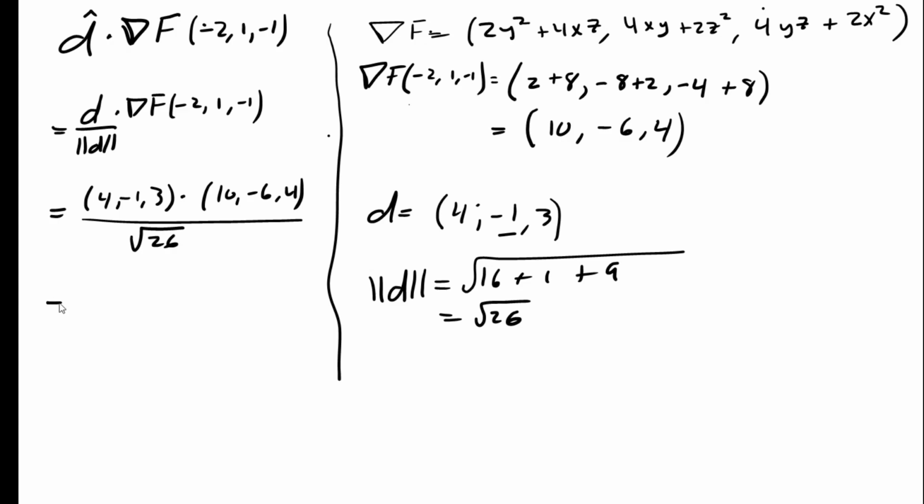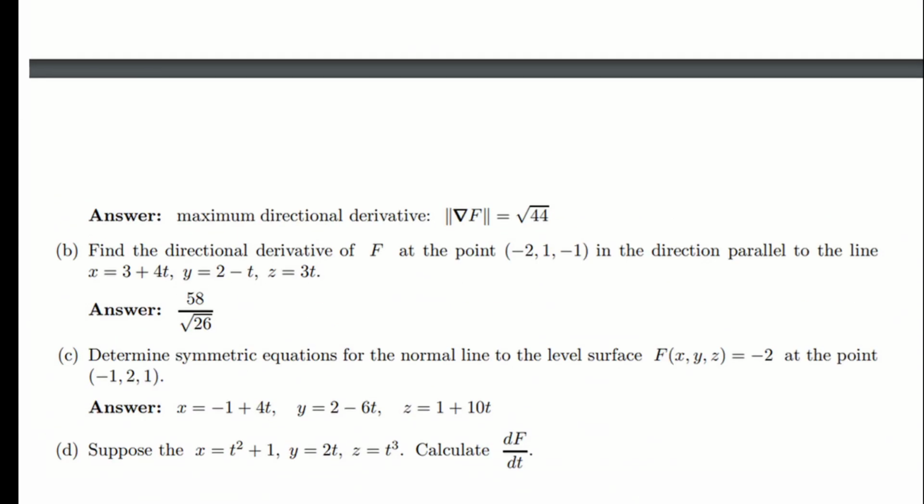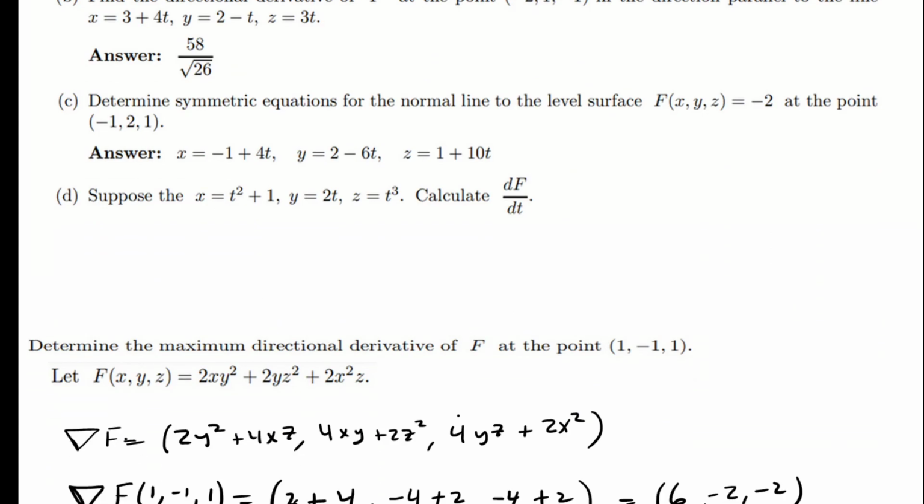Okay, so I do this dot product, and what do I get? I get 40 plus 6 plus 12 over root 26, which is 46, 58. Would that cancel? I don't think that would cancel, would it? Half of that is 29. Yeah, that's not going to cancel. So, is that the right answer? 58 over root 26. Boom.